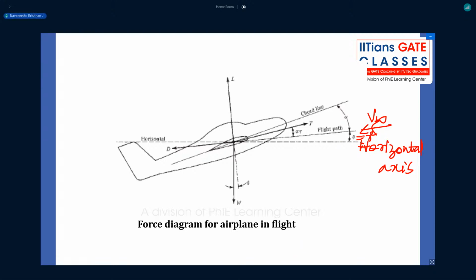So what happens is, if I draw a perpendicular line to this flight path direction, which is your lift, this is perpendicular to V infinity, the flight path direction. And if I draw a line perpendicular to the horizontal axis, which is nothing but your weight, it is acting perpendicular to the horizontal axis. So if the angle between these two is gamma, then the angle between the perpendicular lines is also gamma.